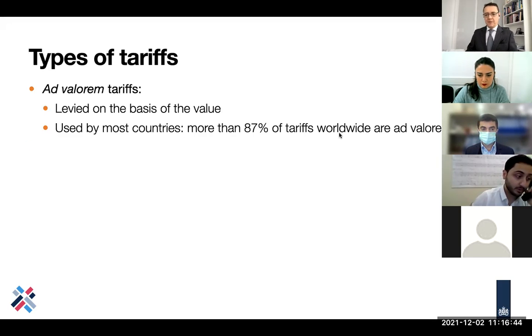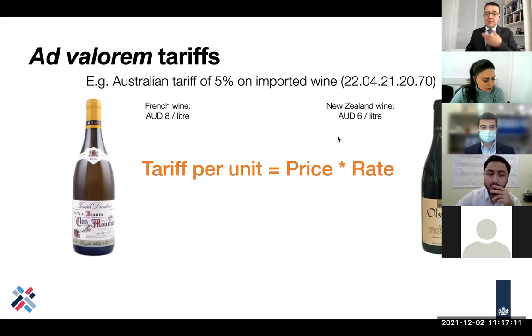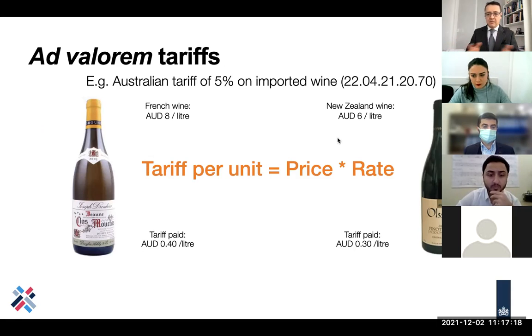Let's see. The first type of tariff, the one that is most commonplace, the simplest one, is called ad valorem. Ad valorem is Latin for at value. It's a percentage rate that is applied on a product. So in Australia, you take wines and you apply the 5% tariff, and the expensive French wine vis-a-vis the cheap New Zealand wine, you apply the same tariff. You get the same level of protection and the same level of reduction of impact. So it's completely transparent. The higher the value of the imported product, the higher the tax, and the lower the price, the lower the tax. Very simple. It's very straightforward. There's no mystery with this.